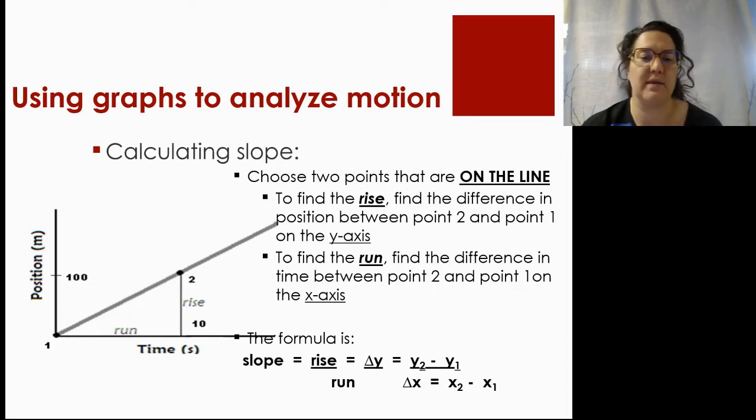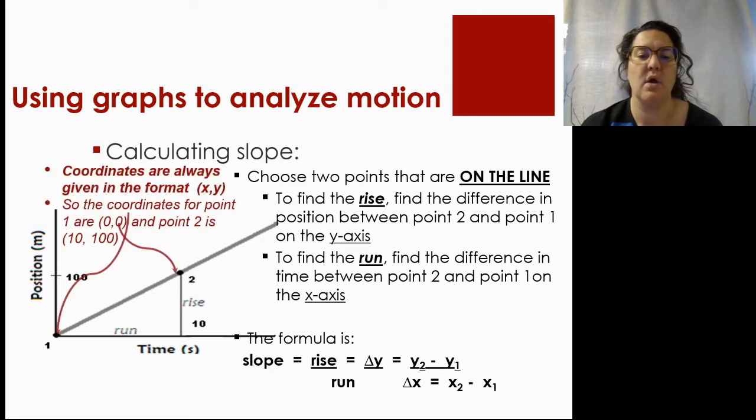To find the rise, we find the difference between point 2 and point 1 on the y-axis, and to find the run, we use the difference between point 2 and point 1 along the x-axis. And then the formula to calculate slope is rise over run, so the change in y over the change in x, which gives us y2 minus y1 over x2 minus x1. And coordinates are always given in the format of x comma y. So the coordinates for point 1 are 0 comma 0, and the coordinates for point 2 are 10 comma 100.